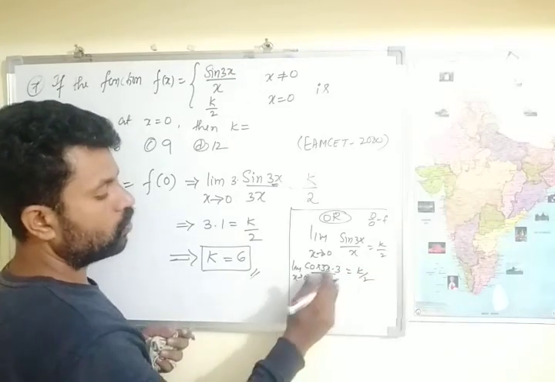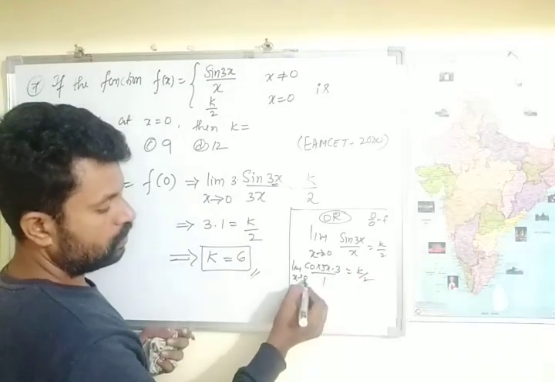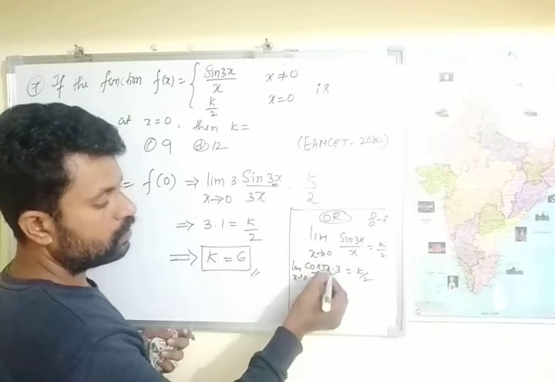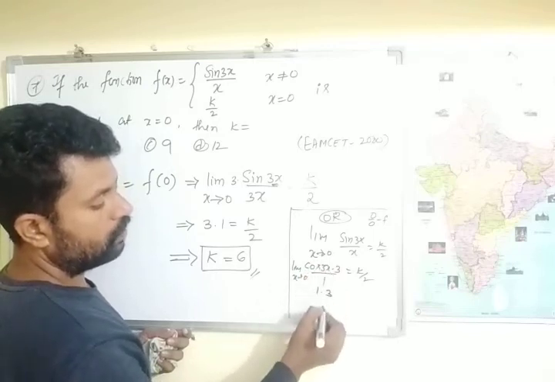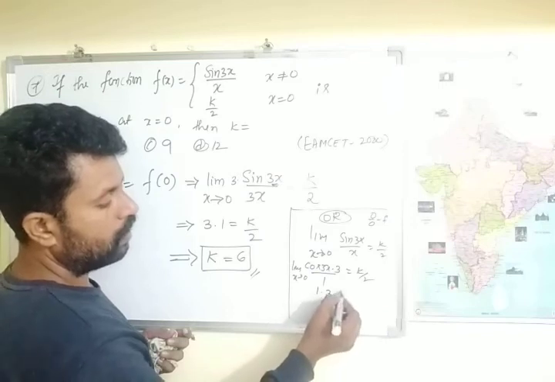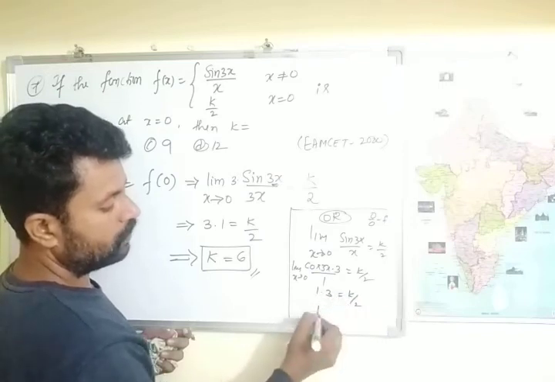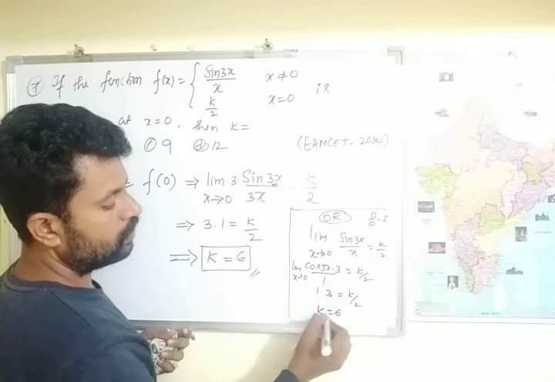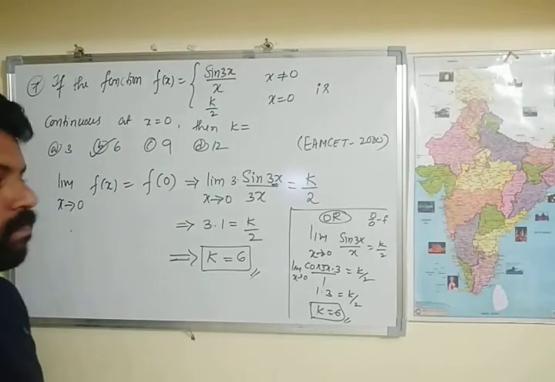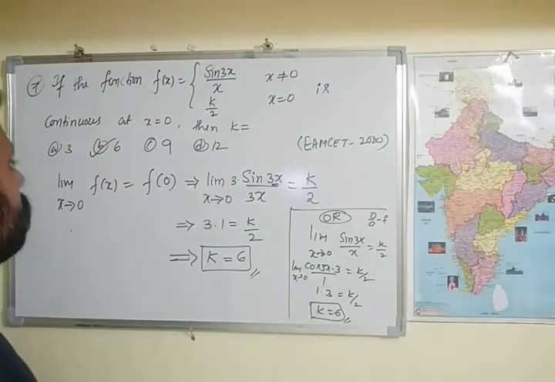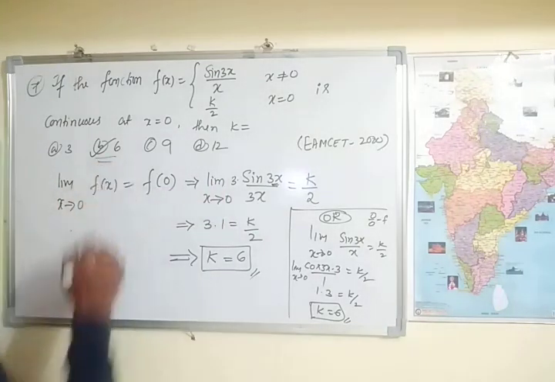Then x approaches 0, substitute 0 in the place of x, cos of 3 into 0 is cos of 0, which is 1. 1 into 3 divided by 1 is 3, equal to k by 2. K is equal to 3 into 2 is 6. See, you can use any form, use L'Hospital rule or the direct standard result. See option B is correct.